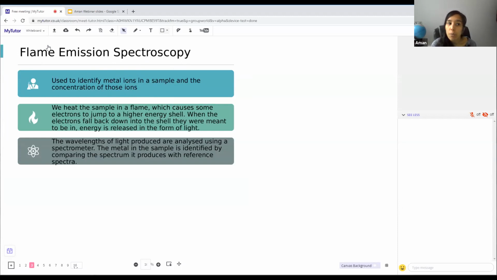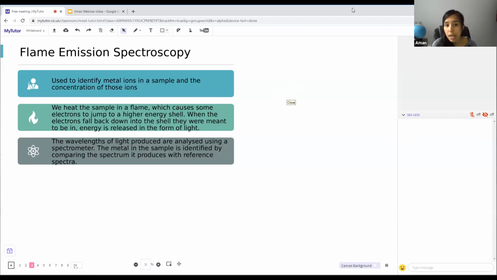So what do we do when we're doing flame emission spectroscopy? Well, the sample is heated just like it would be in a flame, but specifically they use different heats and different flames, and they cause some of the electrons to jump to a higher energy shell. So you don't need to know specifically what this means, but this is just explaining why we get different colors when we put different ions in flames. So you'll remember on Monday we looked at all the different positive ions, and for example, lithium was red and sodium was yellow.